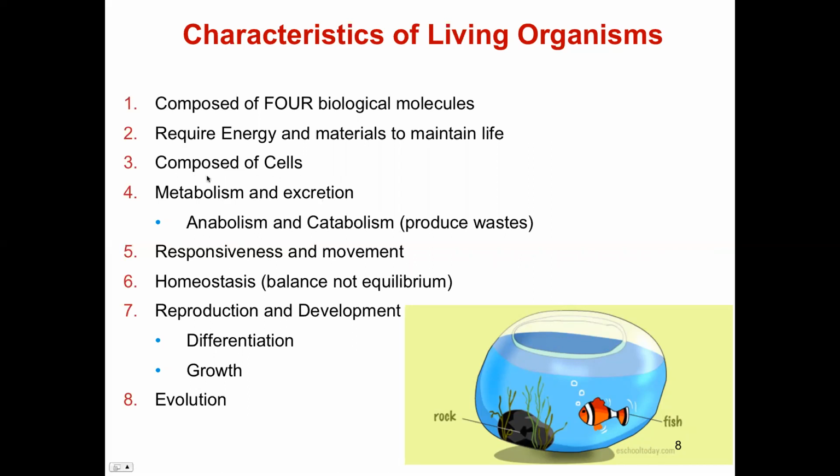Composed of cells. The cell is the smallest unit of life because it has all 8 characteristics of life. So viruses are not technically living. I know that sounds pretty wild, but they're not, because they don't have all of these 8 characteristics. They're smaller than cells. They don't have the ability to reproduce on their own, which is number 7. So we'll get to that in a sec. I just wanted you to know.